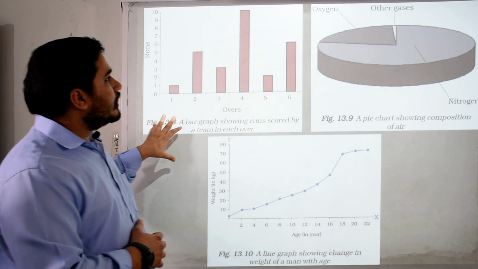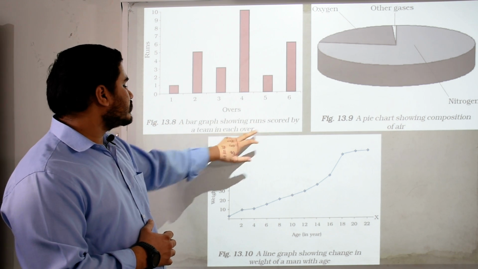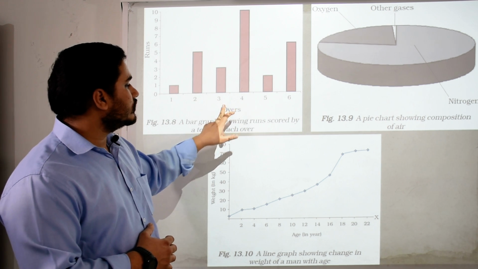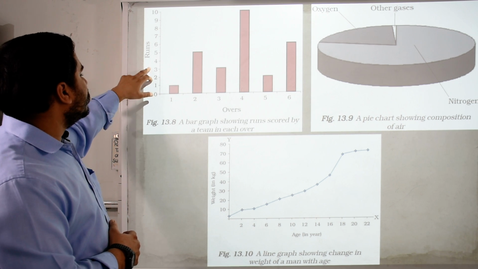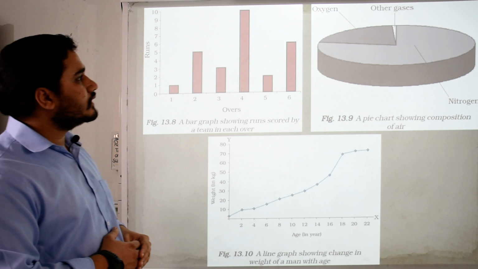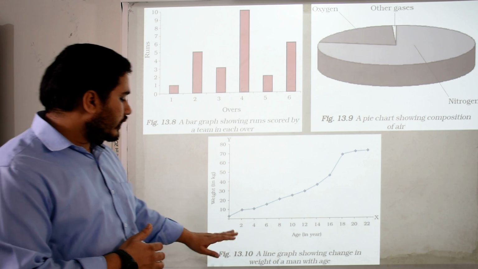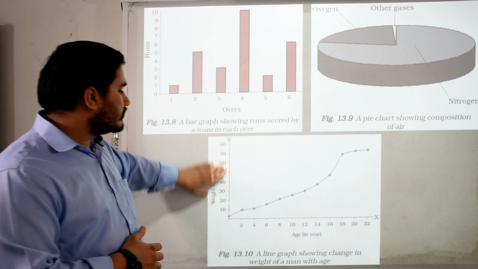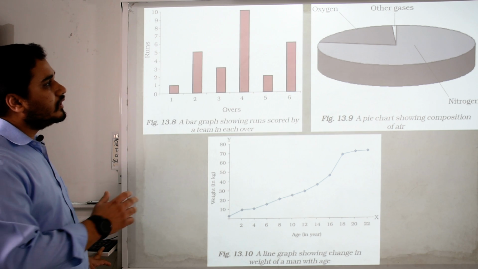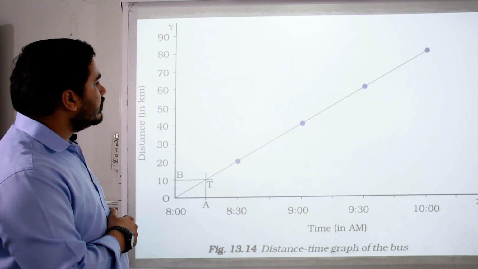After using this with different examples, we can make a new graph, that is, a bar graph showing runs scored by a team in each over, that is 1, 2, 3, where this section shows the over and the other section shows the runs. And here pie charts can also be used to show the different levels of gases. Then a line graph showing change in weight of a man with age. So here the age sections will be mentioned and here the weight of that person will be measured. So after getting these examples, we can easily make the graph of this table like this.